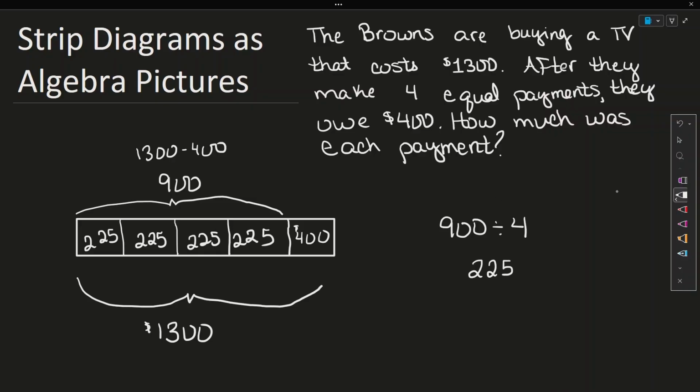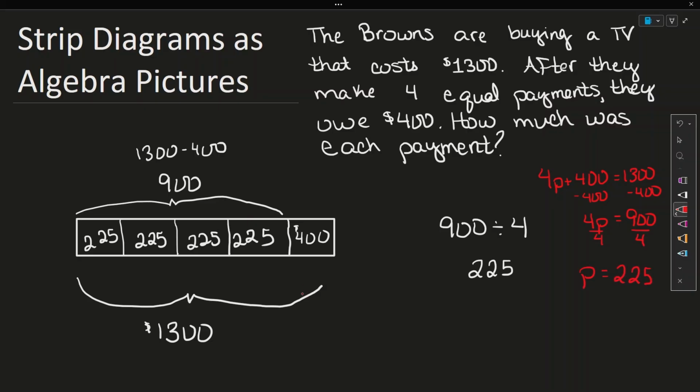We could have also solved this using an equation. If I let P be the amount of each payment in dollars, then 4 payments plus the $400 they still owe should be equal to $1,300. We would subtract $400 from both sides. That would give us 4P is equal to 900. Then we would divide both sides by 4, and we would get P is equal to 225.